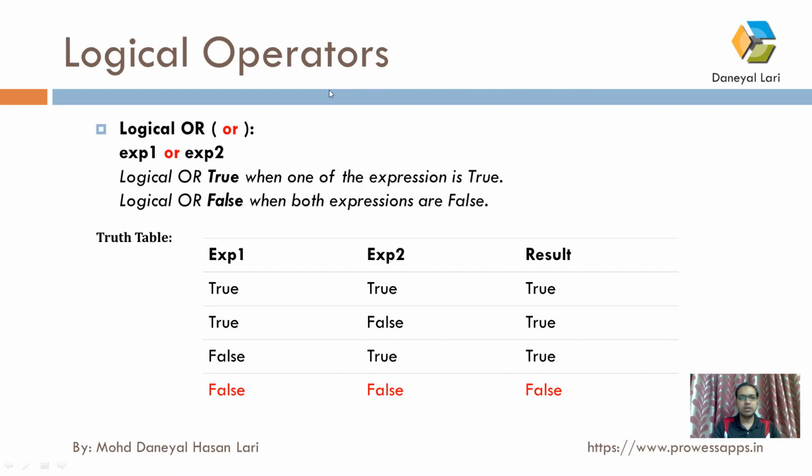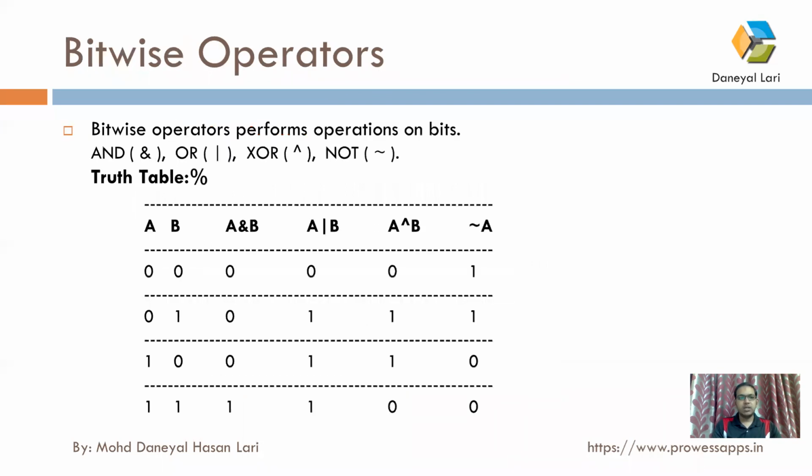So we have already covered this. Next operator is called the bitwise operators. And the symbols by which we denote the bitwise operators are single and, or, XOR by caret symbol, and the not, that is tilde sign.